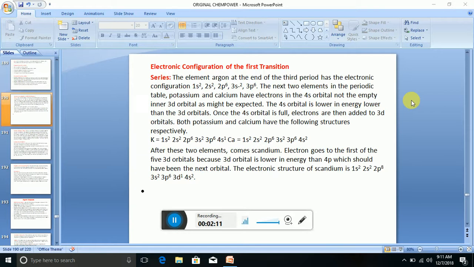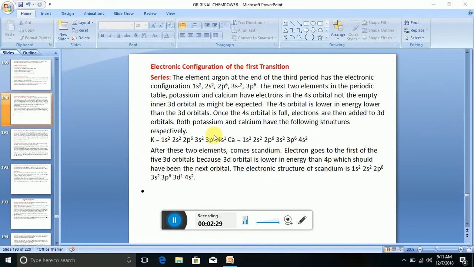The electronic structure of scandium is 1s2, 2s2, 2p6, 3s2, 3p6, 3d1, and 4s2.